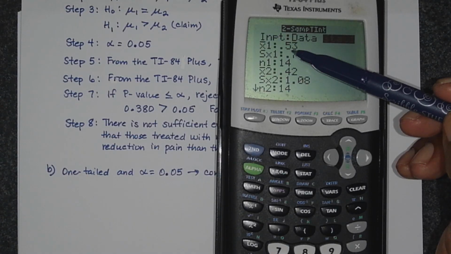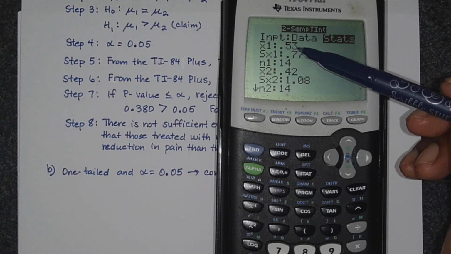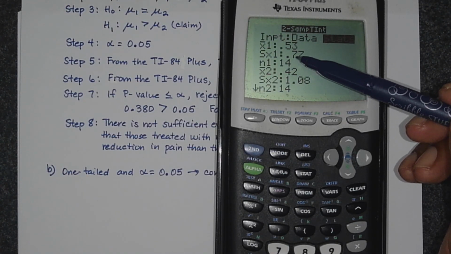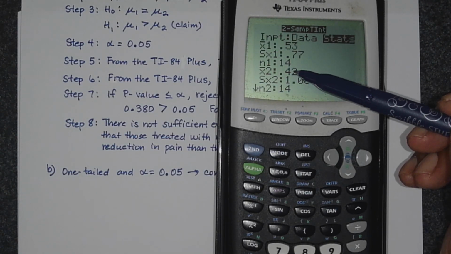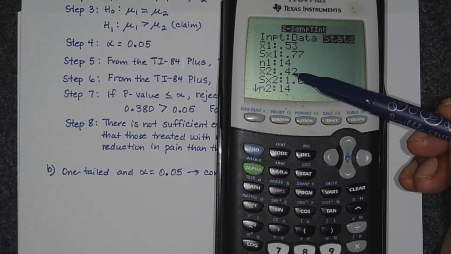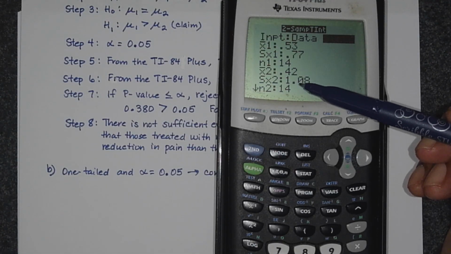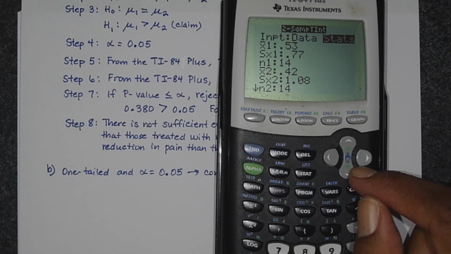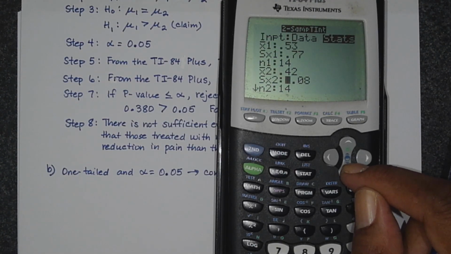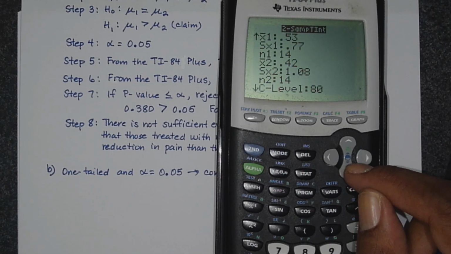0.53. S1, that's 0.77. N1 is 14. X2 is 0.42. 1.08 for the second standard deviation. N2 is 14. Let's use our down arrow key to find the confidence level.